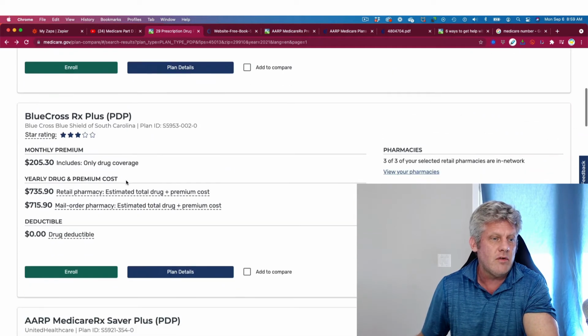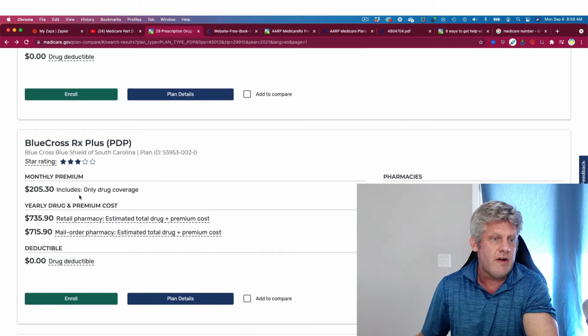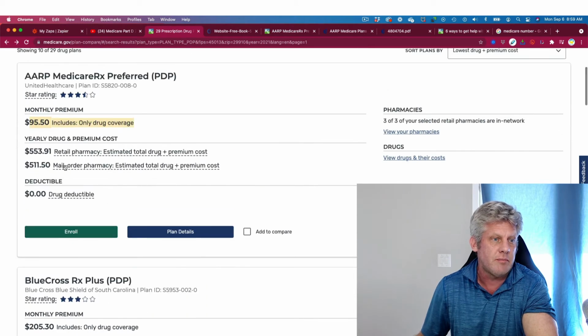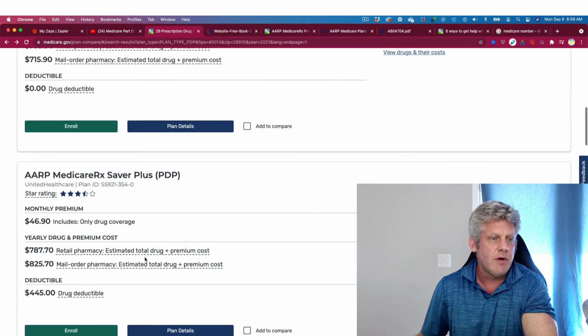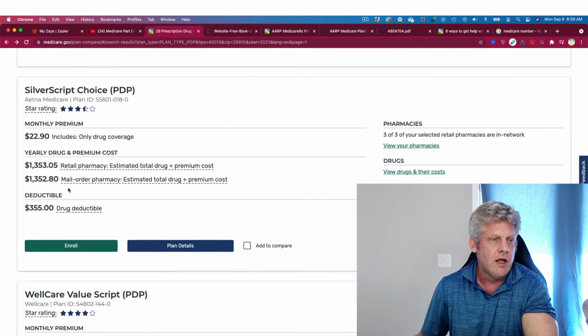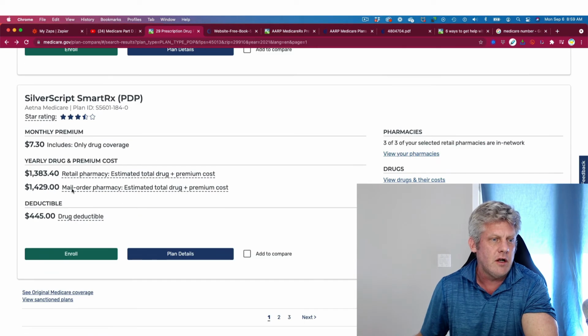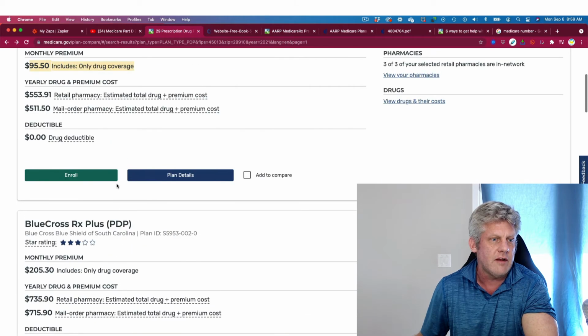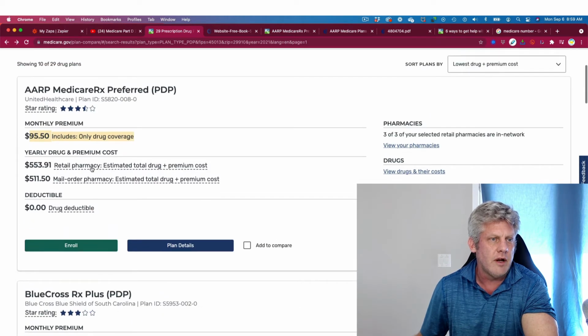Well, let's move down to Blue Cross Blue Shield, $205 a month premium. But what you've got to remember is if you add the premium and the cost of the drugs, you're looking at over $700 compared to a little over $500. So if we keep going down, you'll see WellCare at $1,200, Silver Script $1,300, all the way down to Silver Script RX $1,300. So guys, real simple. It's a no-brainer. This AARP $95 a month is going to get you where you need to go.